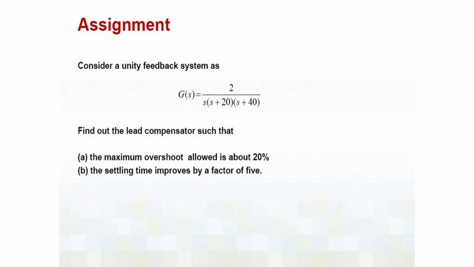So, you can try this type of problem: considering unity feedback of a system, find out the lead compensator such that the maximum overshoot is about 20%.